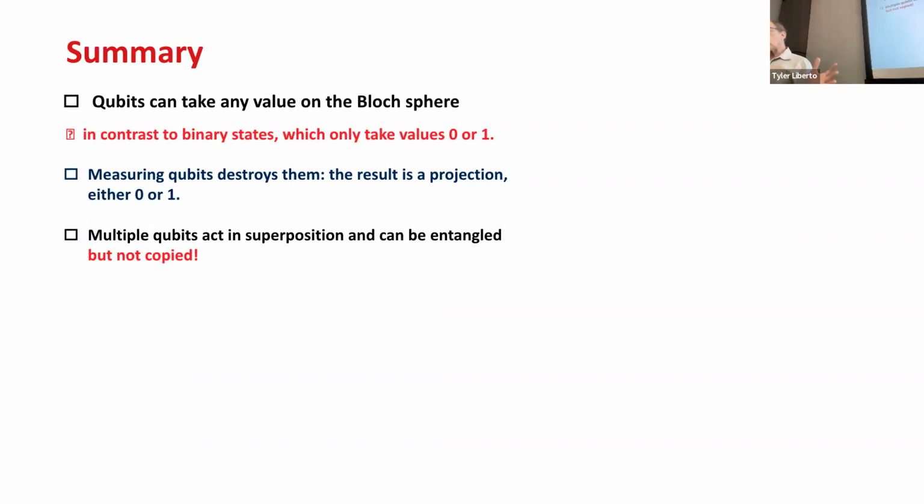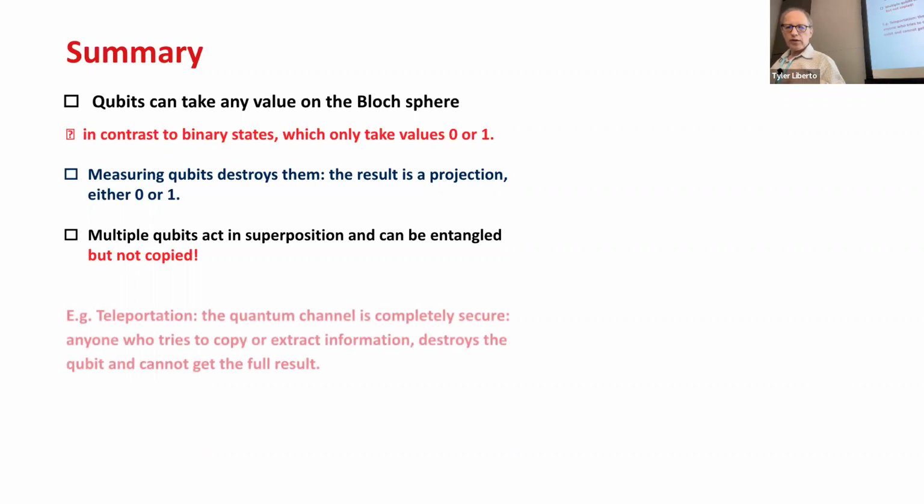If I work with multiple qubits, then all multiple qubit systems work in a superposition, so they have interference effects, but I can also entangle them. And it's not possible to copy this information. That is a very important thing. That means teleportation is actually a very good example of how to get an absolutely secure communication channel.